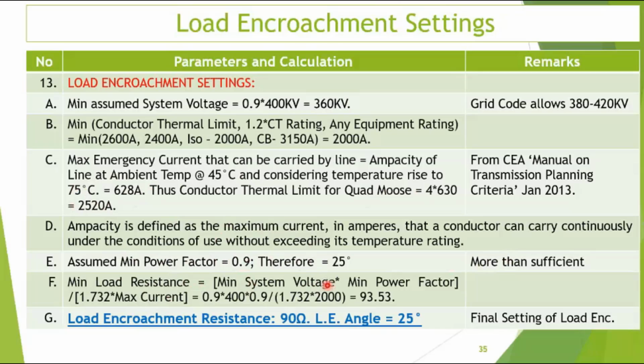What is the minimum load resistance? System voltage minimum into the power factor divided by √3 divided by maximum current. It comes to something like 93.53. So the load encroachment resistance will be taken as 90 ohms and the load encroachment angle will be taken as 25 degrees, which is the final setting for load encroachment.